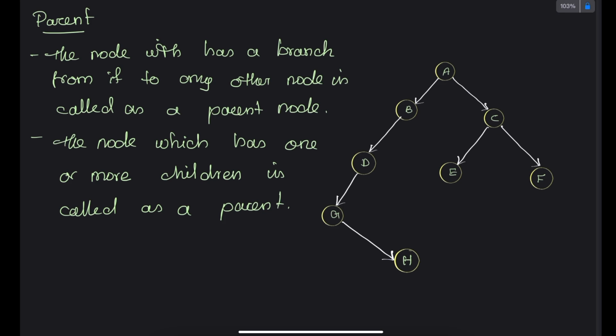The next concept is called a parent. The node which has a branch from it to any other node is called a parent node. The node which has one or more children is called a parent. According to this diagram, A is a parent node, C is a parent node, G is a parent node, D is also a parent node, and B is also a parent node. A node which has a branch or any child node is called a parent node.